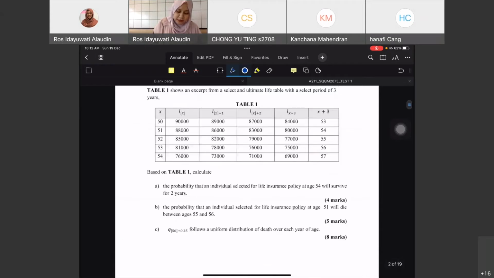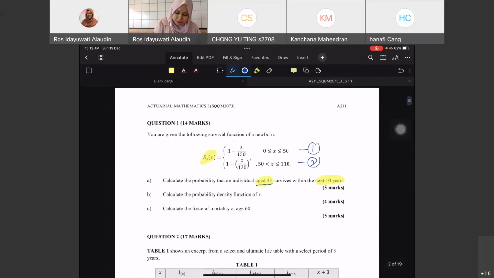So for A, it must be p45, where t is 10 years. So don't get confused between t and age. So 45 within 10 years, it already gives you in terms of t, in terms of period, not in terms of age. So you take 10 straight away and put it at the back as t. If it's given 55, then you have to change it to t.